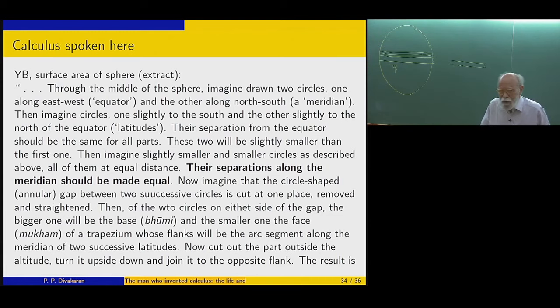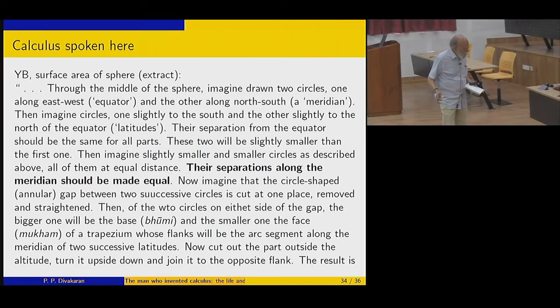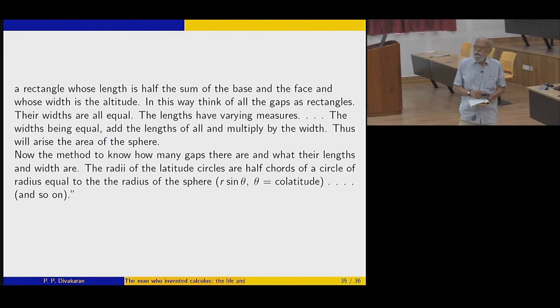Now this is for people to get a flavor of how geometry was done actually. Cut this out, then you turn it upside down, bring it here and put it here. So then you have now a rectangle. You know the area of the rectangle. Width times the length. The width is constant, the length varies. Think of all the gaps as rectangles. The widths are, etc., etc.